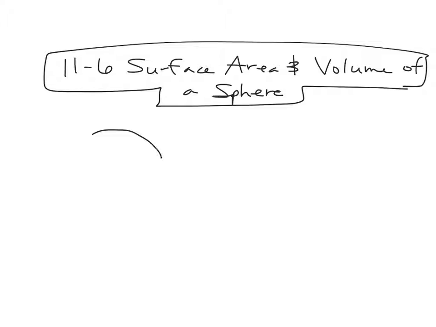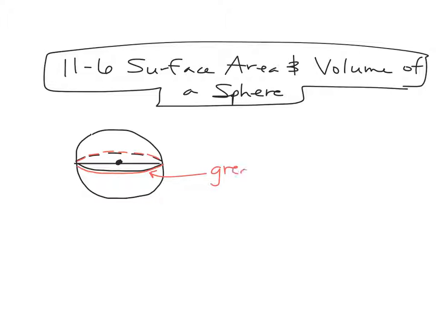A sphere is pretty much a circle made three-dimensional. The way we usually draw it is like this. In a circle like this, you will still have a diameter, and that diameter has to go through the center of the sphere. This circle, we'll make it red for now, we call a great circle. The great circle is the circle that cuts the sphere into two equal hemispheres.